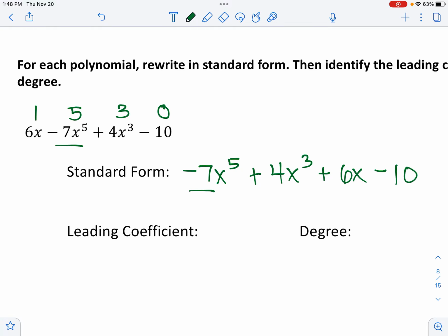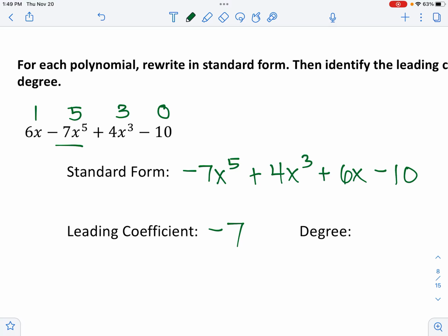But I want the leading one. So once you've put it in standard form, my leading coefficient is -7. Your coefficient should always just be a number. A common mistake is that sometimes people do this. That's not a coefficient. We just want the number in front, so that would be -7.